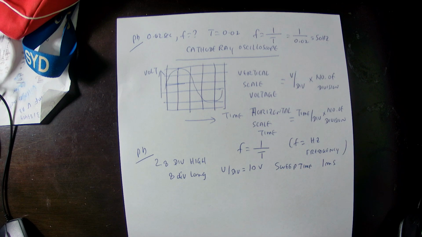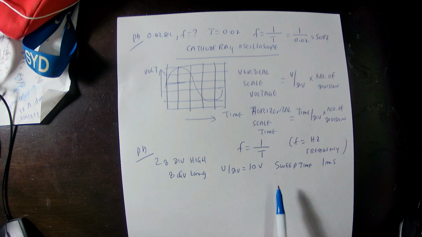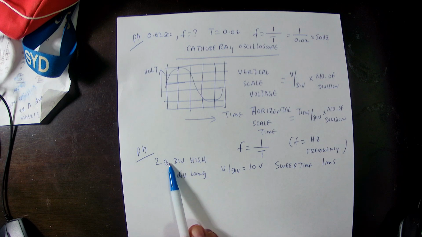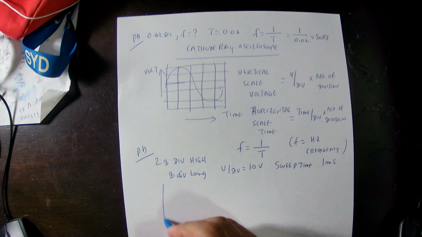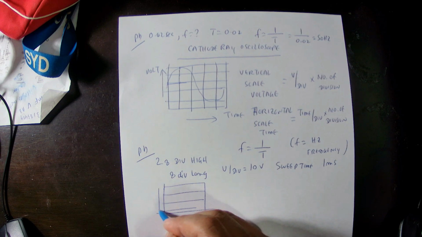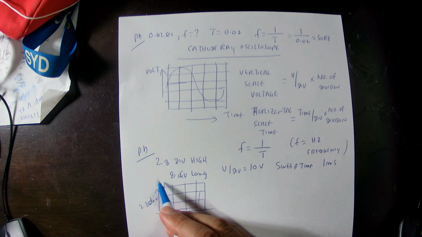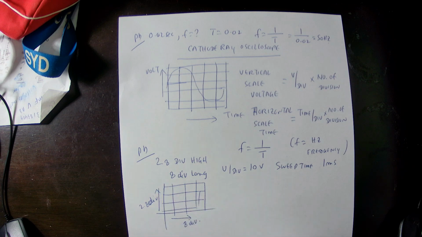So we are measuring the waveform. In this case, we select 10 volts per division, and switch time is 1 millisecond. So the voltage height is 2.8 divisions high and 8 divisions low. Therefore, the 2.8 division high is this vertical scale here. This is 2.8 divisions. On the horizontal scale here, this is 8 divisions.